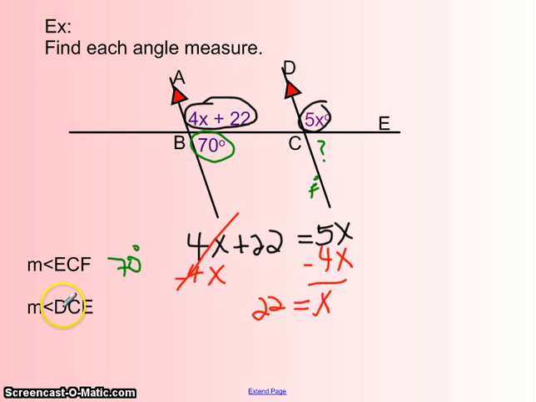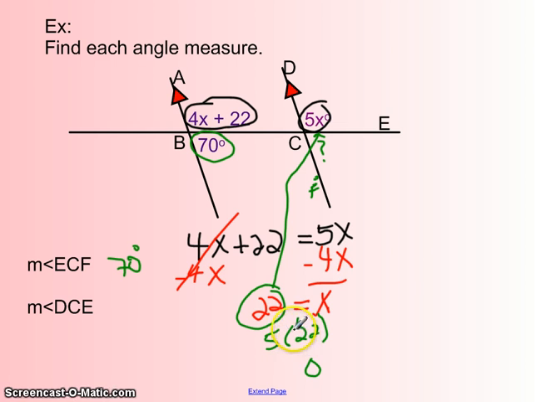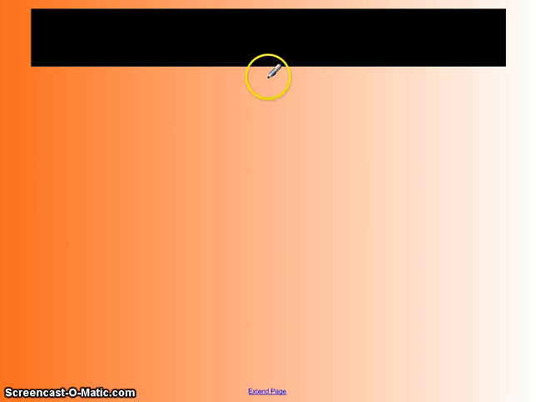But then it says the measure of angle DCE, which is the 5x right here. Well, I'll need to plug in that 22 for x, so I'd have 5 times 22. If I do that calculation real quickly here, I would get 110 degrees for the measure of angle DCE. So let's carry on to the next page now.